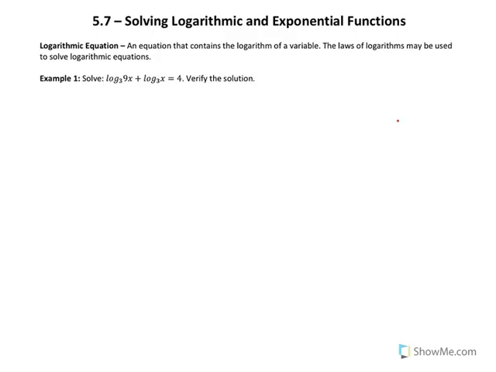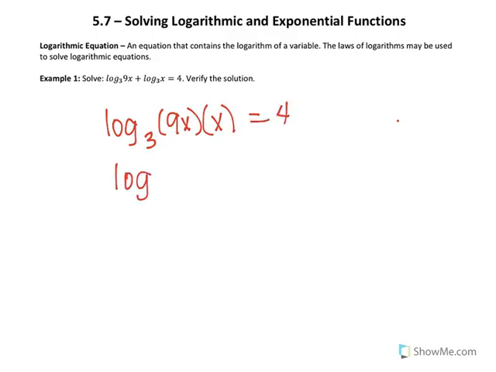So because they have the same base, we can combine them using our multiplication rule. So we have 9x times x. So we have log base 3 of 9x squared equals 4. Let's change it into an exponent. So we have 3 to the power of 4 equals 9x squared. It's just 9x squared. I didn't mean to make it to the power of 9.